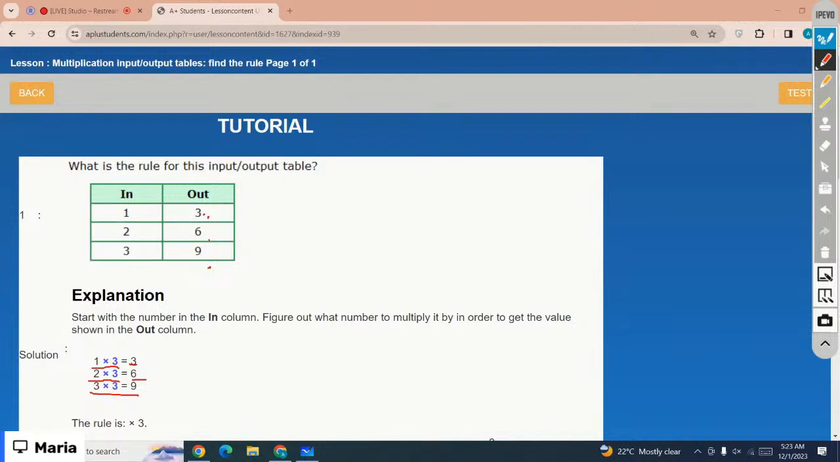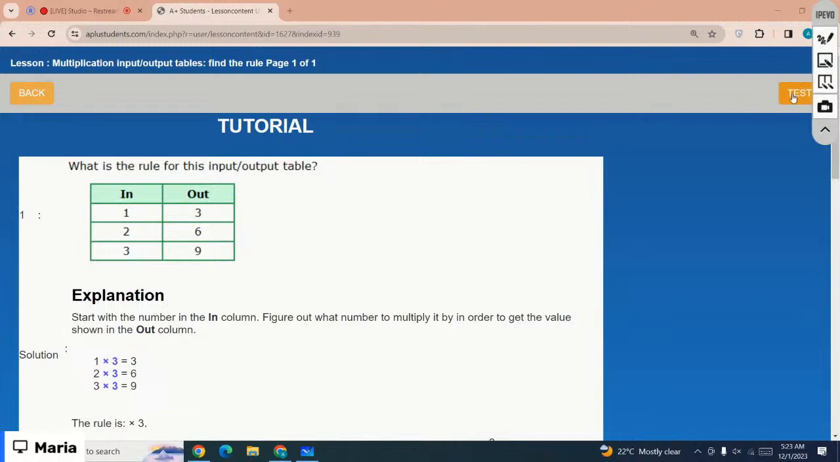So basically you have to see the relationship between the input and output values. You need to see what number is multiplied with each input value to calculate the output value, right? Just see what number is multiplied with the input value so that you can calculate the output values, right? So that is 3 for this example. Now let's just start with the test question and see how can we evaluate.